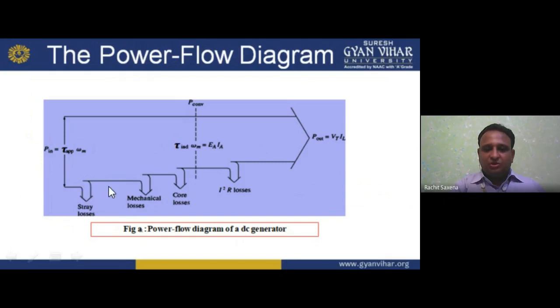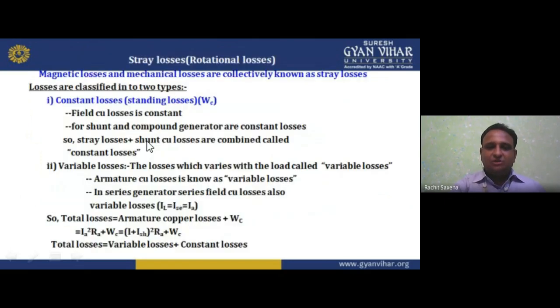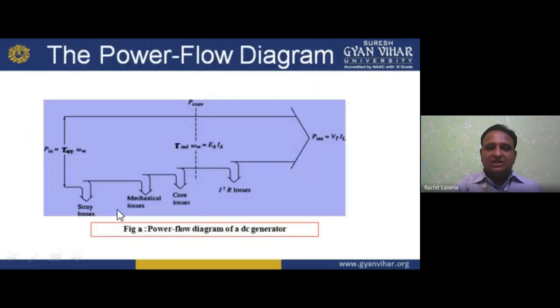We have the stray losses, which we can say are the rotational losses. Then we have the mechanical losses, then the core losses. Now here the torque will be converted into the flux, that is the magnetic field, with the help of Faraday's law of electromagnetic induction. In a motor we have interaction. Now it is converted into the electrical power.